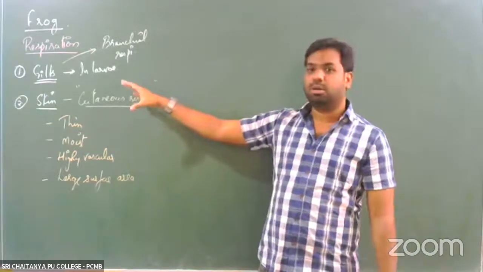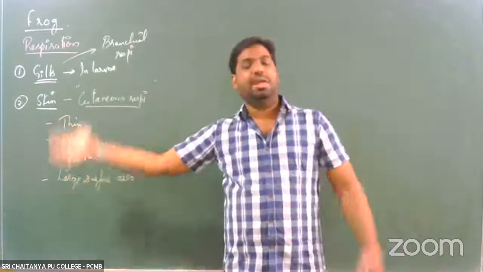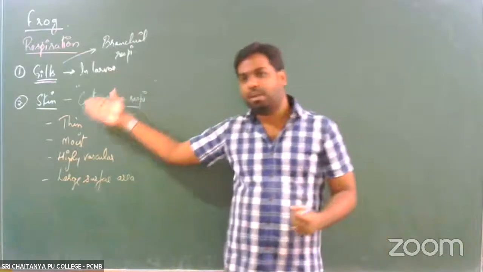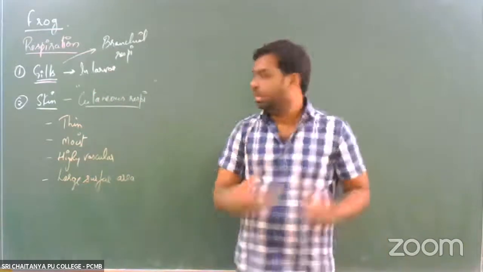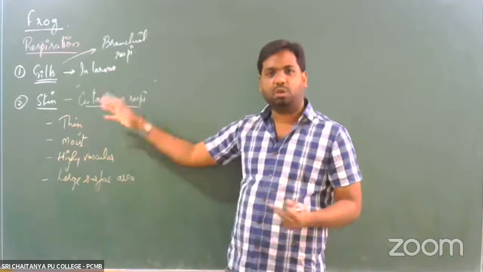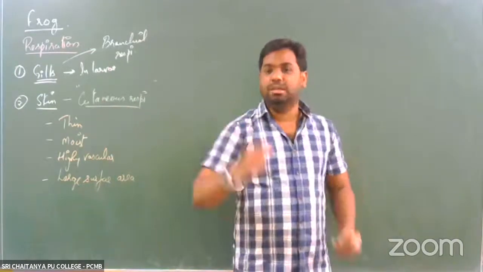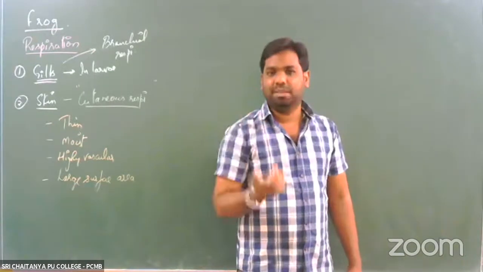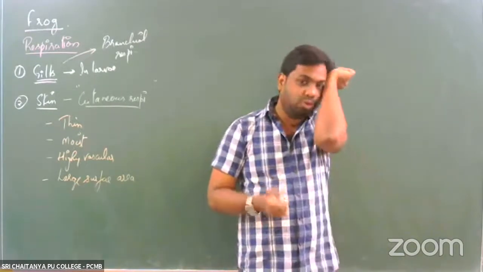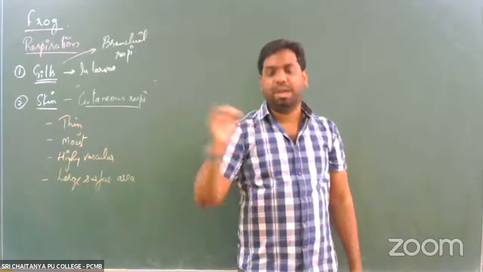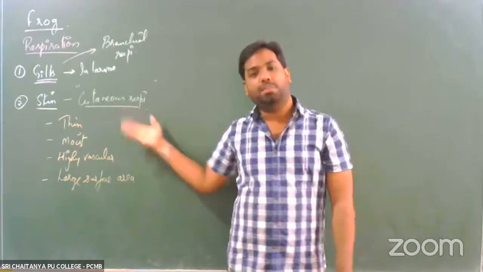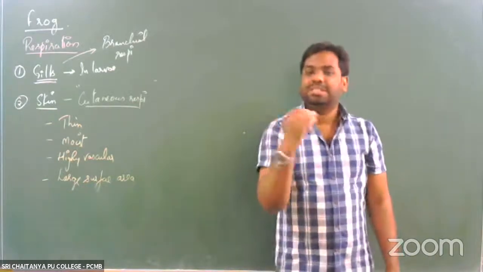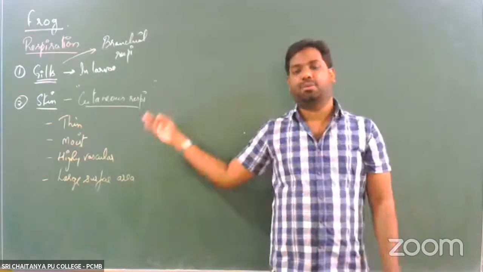So the skin of the frog satisfies all of these conditions, as a result of which they undergo cutaneous respiration. If you compare this with the human skin, human skin is said to be very, very thick. The reason is that it is composed of stratified keratinized squamous epithelial tissue, which we have already studied, and it appears very, very thick. That is the reason why human skin does not act as an ideal respiratory surface.